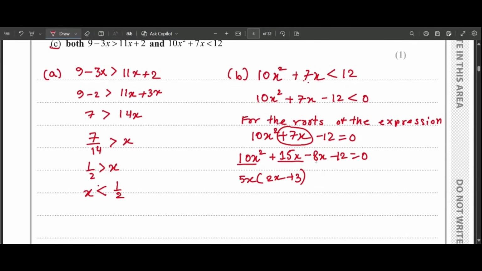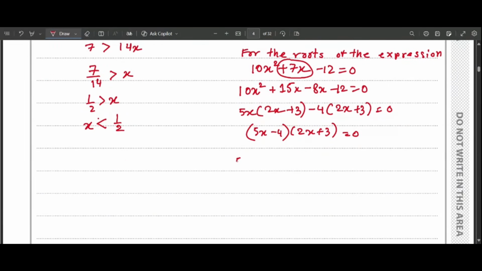Now for the last two terms, I can see that 4 is common between them, so I can take minus 4 common from the last two terms. This will give us again 2x plus 3. Now I can write the 2x plus 3 terms together as a single factor, and I can combine 5x minus 4 into a single factor. This will be equal to 0. If I clean up the previous steps, this is what we get.